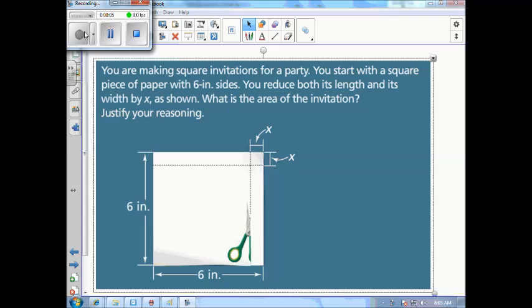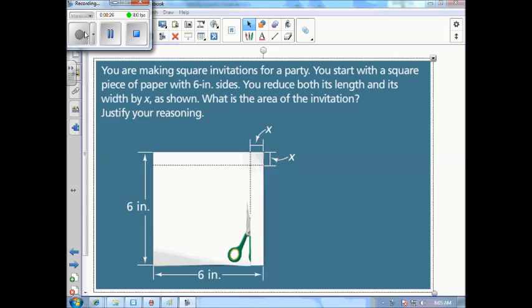You're making square invitations for a party. You start with a square piece of paper with 6-inch sides. You reduce both length and width by X as shown. Notice the picture. What is the area of the invitation? And justify your reasoning. Okay?